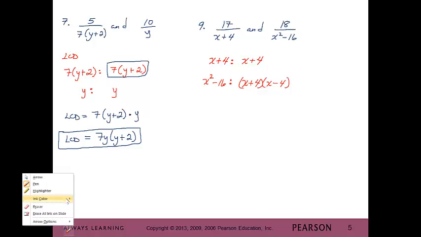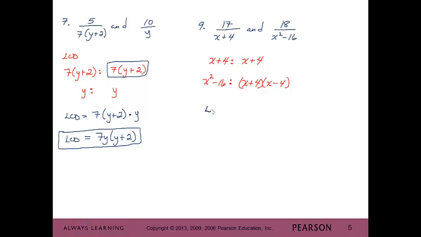So then we can start writing the LCD. So the LCD is going to be the factors of the first denominator, which is x plus 4, times any factors of the second denominator not already in the list. Now this x plus 4 is already in the list, so we're not going to write it. However, this x minus 4 is not there, so let's write it. So the LCD is going to be x plus 4 times x minus 4.